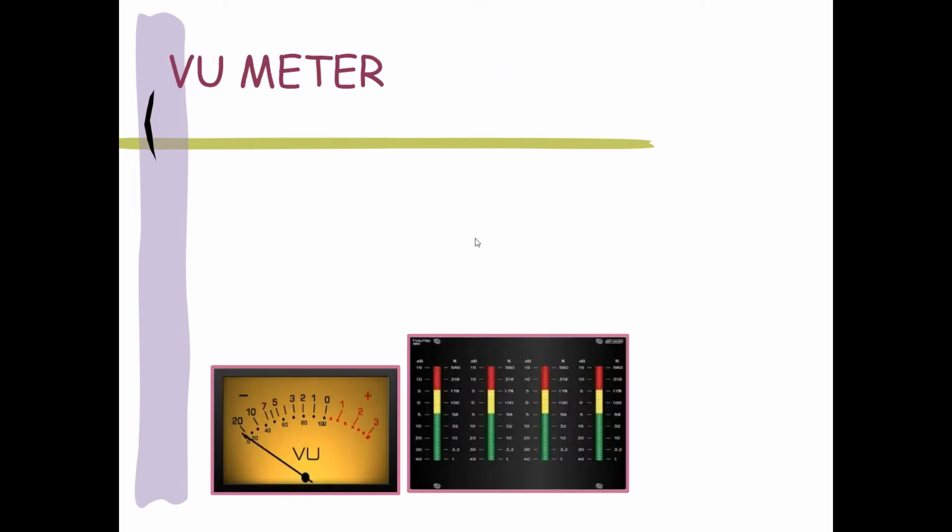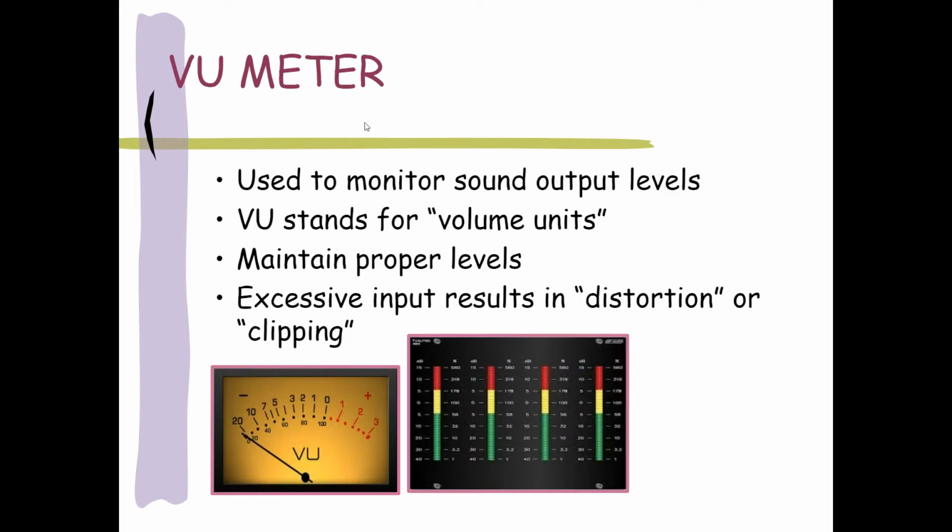Okay, so how do we monitor our audio? We use a VU meter. A VU meter is used to monitor sound output levels. VU stands for volume units. This is how we maintain proper levels. If you have an excessive input, you have loud sound, that is going to result in distortion or clipping, and we don't want that. That's not something we want, so we want to avoid that.